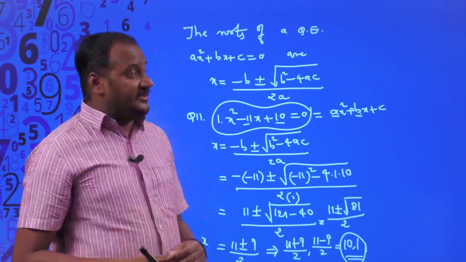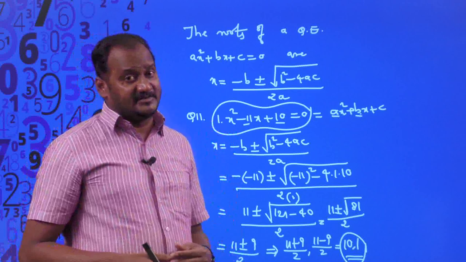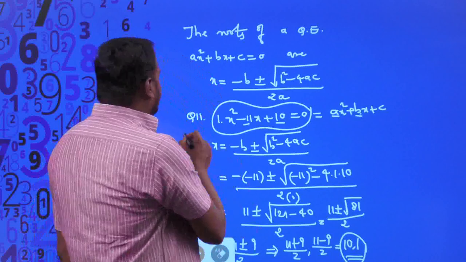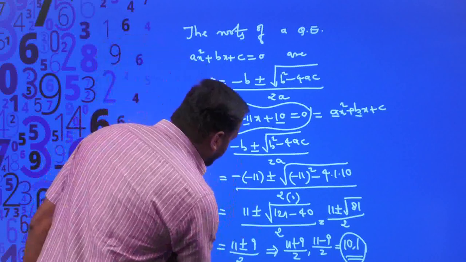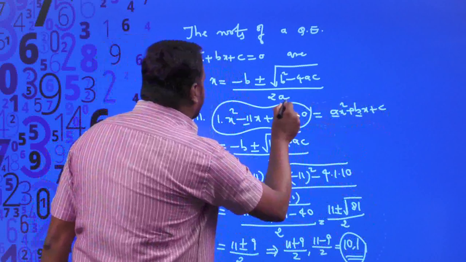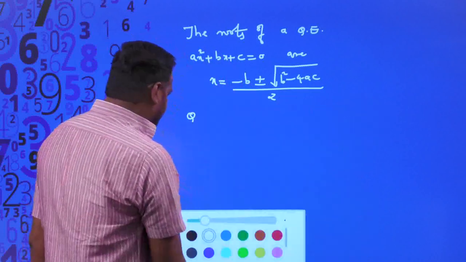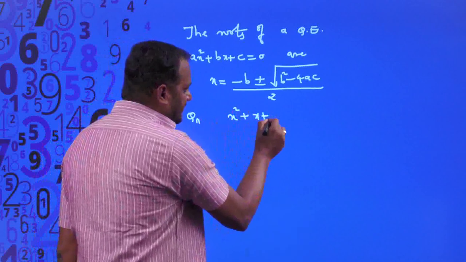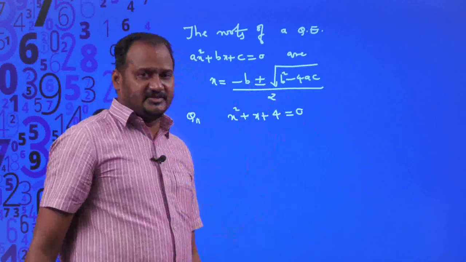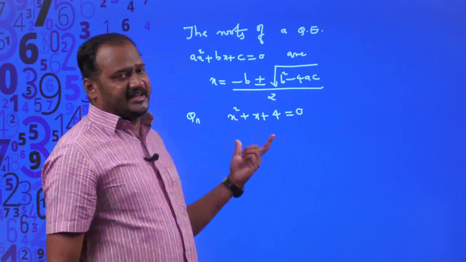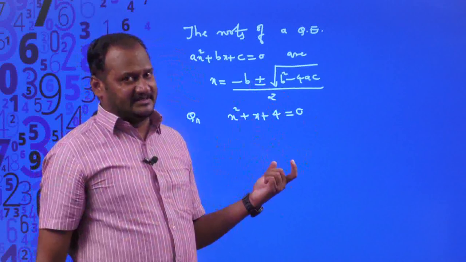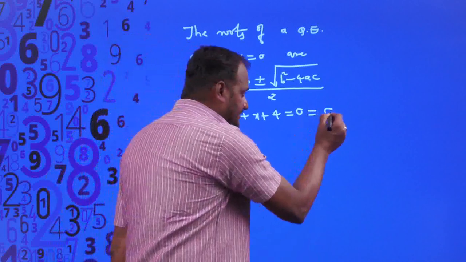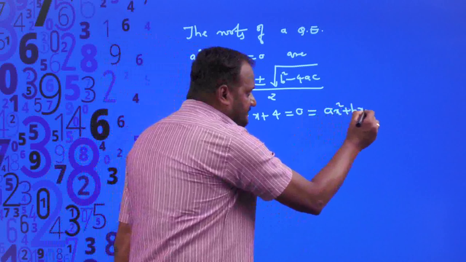And in the other case, we have taken one more quadratic equation which cannot be factorized by using the splitting middle term method. So let us think about that quadratic equation to figure out the roots. For example, I am taking that kind of quadratic equation. That quadratic equation is like x square plus x plus 4 is equal to 0. This is one quadratic equation. In fact, this quadratic equation cannot be factorized by using the splitting middle term method. Then I am comparing this quadratic equation with the standard form, that is ax square plus bx plus c.